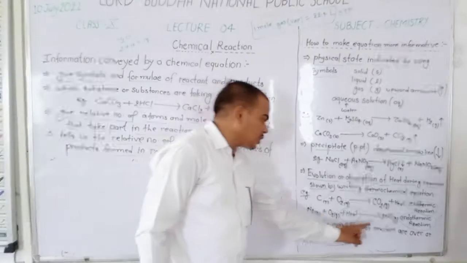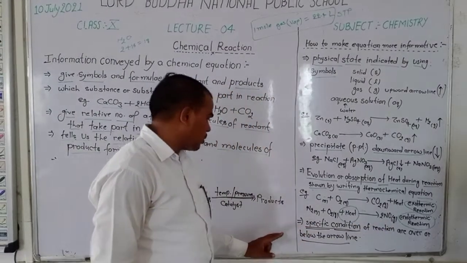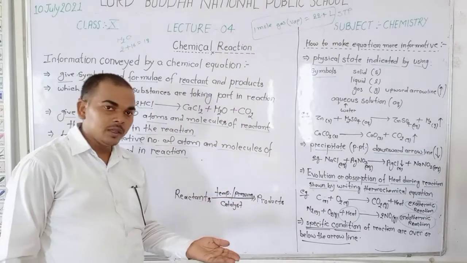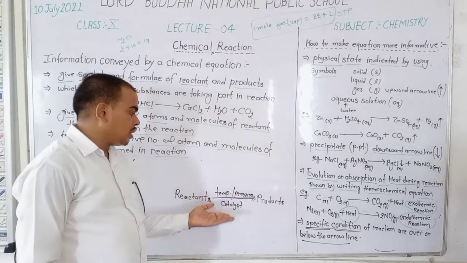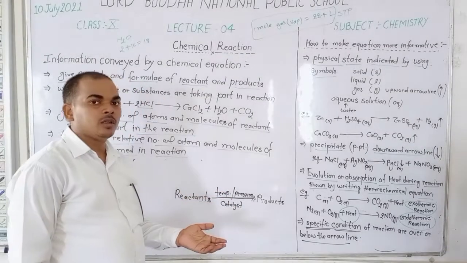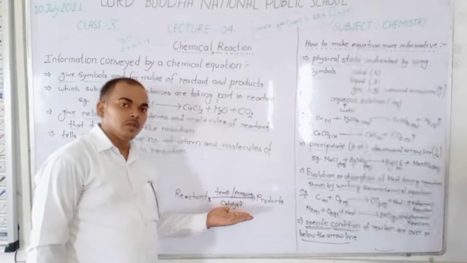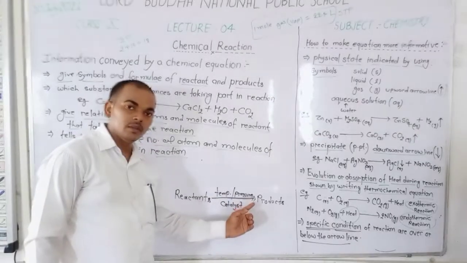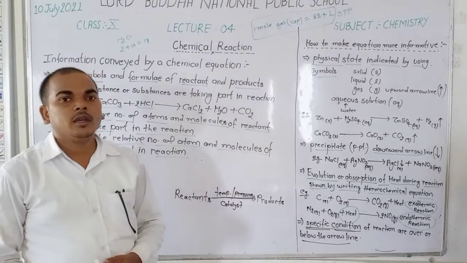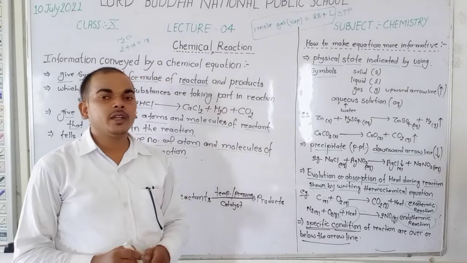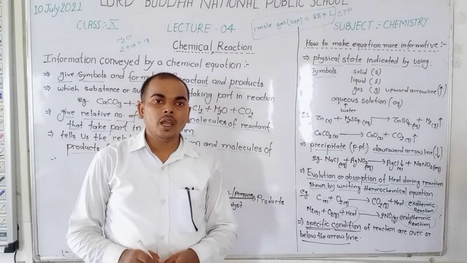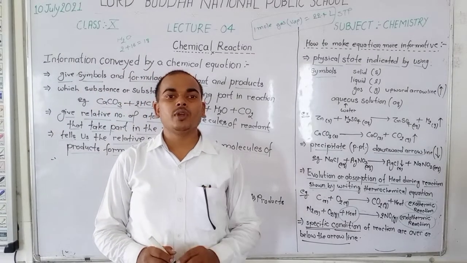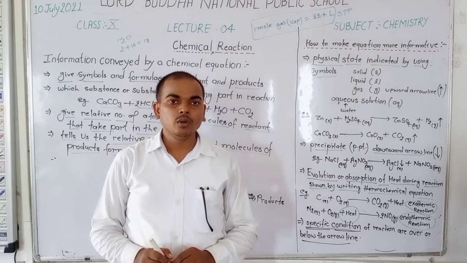Again, a specific condition of a reaction is written over or below the arrow. That means if in a reaction temperature, pressure and catalyst are required, then the name of the catalyst, the amount of pressure, and required heat are written over or below the arrow. Okay, and take a screenshot of the content given on the whiteboard, write it in your notebook, and solve the questions given in your NCERT book. Thank you very much.